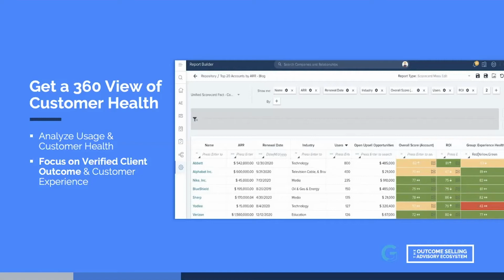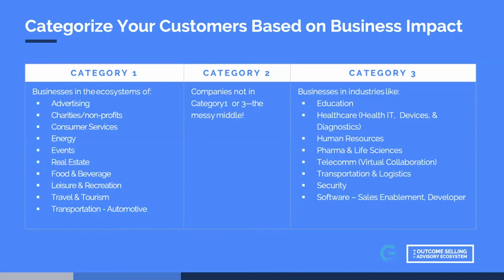The second one, this is in line, Abhi, with what you were talking about, which is start categorizing your customers based on the business impact in their businesses. Obviously, Chris, with the security team at Cisco, and maybe Google with the cloud services.